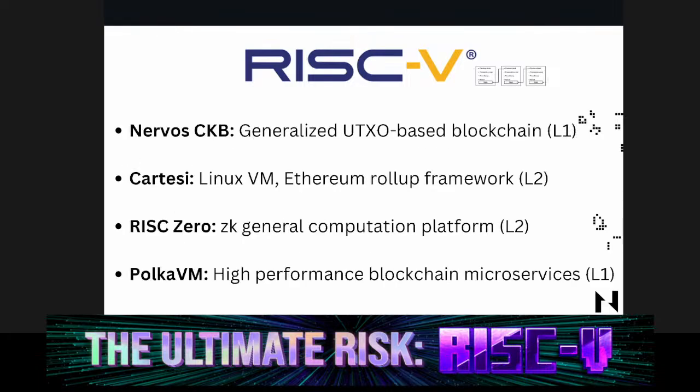So in blockchain, what has been done with RISC-V? There's Nervos CKB, which I'll talk about in a second here, which is a generalized UTXO-based blockchain like Bitcoin. It's a layer 1 with a RISC-V virtual machine. There's also Cartesi, which runs a Linux VM inside of an Ethereum rollup framework, and this is an L2. RISC-0, also an L2, is a ZK general computation platform. And the newcomer, PolkaVM, which soon we'll hear about. From what I understand, it's a high-performance virtual machine intended to be used for blockchain microservices on Polkadot. So that will also be an L1.